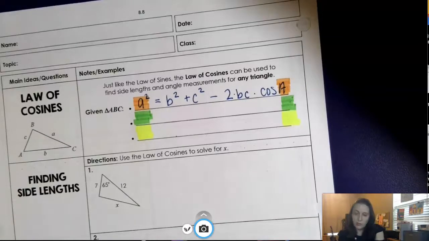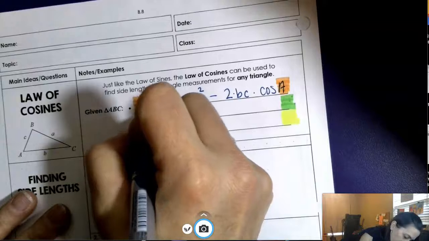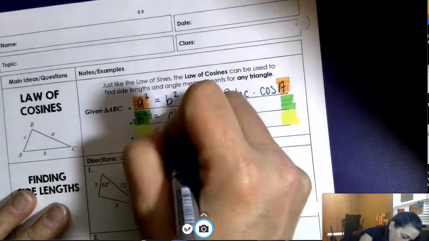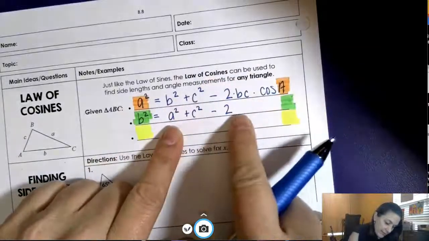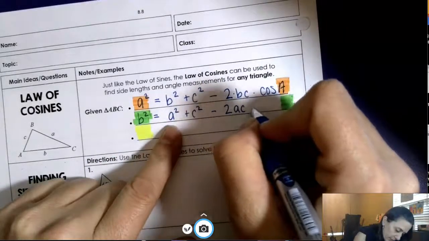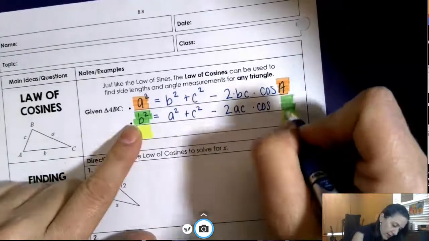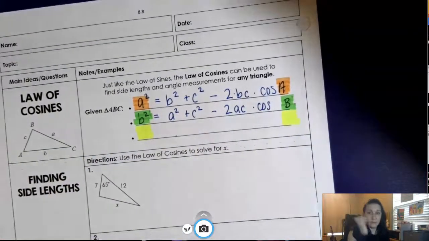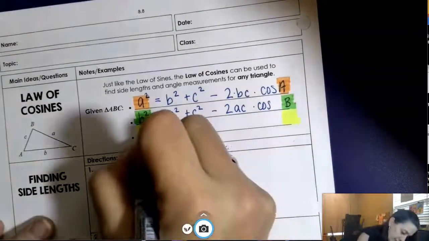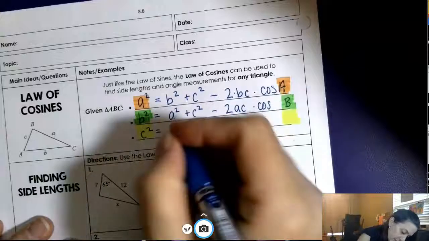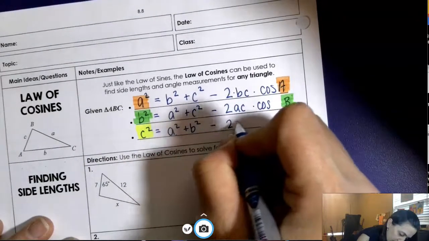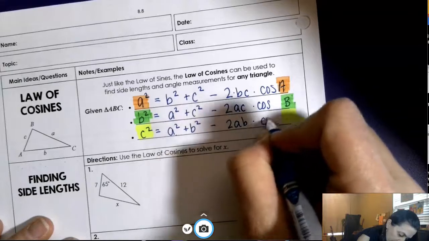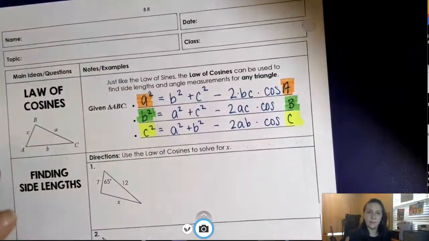So our other two ways that we could write the formula, depending on what side we have, is going to be if we have b squared, then we would have a squared plus c squared minus 2, again that's ac times cosine of angle B. And then the last one would be c squared equals a squared plus b squared minus 2ab times cosine of C.